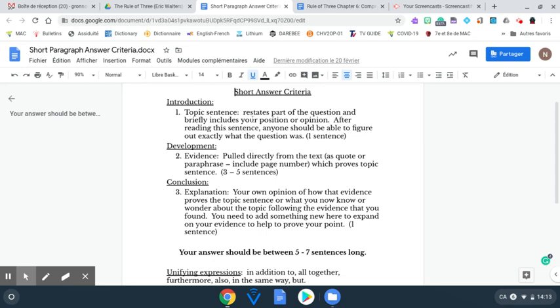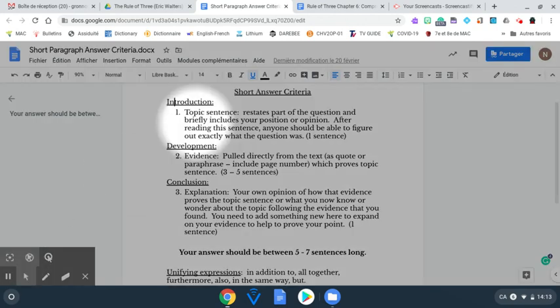So here I have the criteria up, which will be posted along with this video that you can look at in more detail. So we have our 3 parts of our answer. So let's have a look here. So we have our introduction, which needs to have a topic sentence. So that topic sentence needs to restate part of the question and briefly include your position or opinion. So after reading this sentence, anyone should be able to figure out exactly what the question was. And people are going to know exactly what the question was because you restate part of the question.